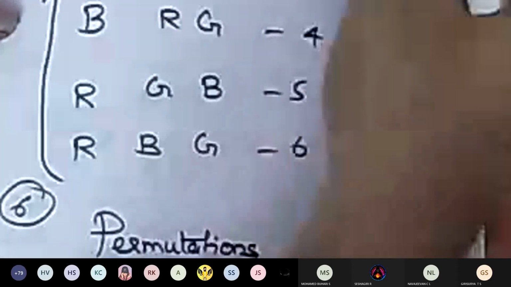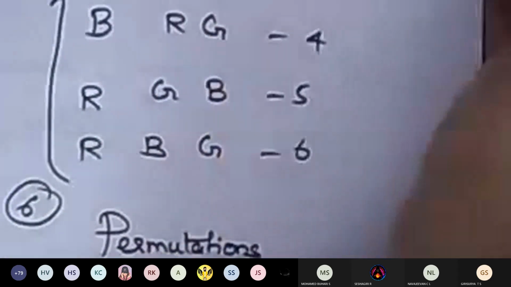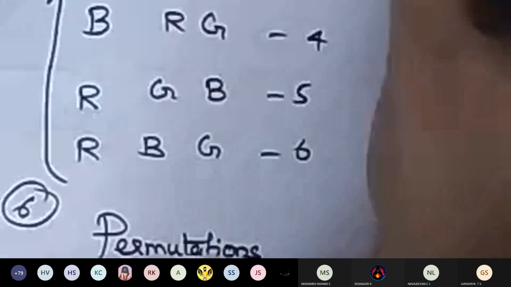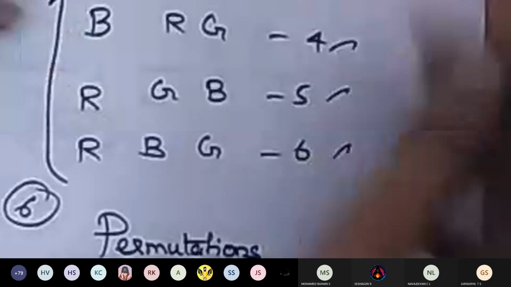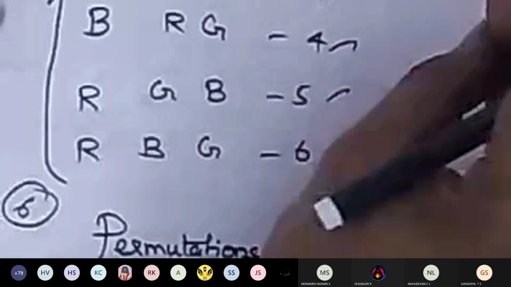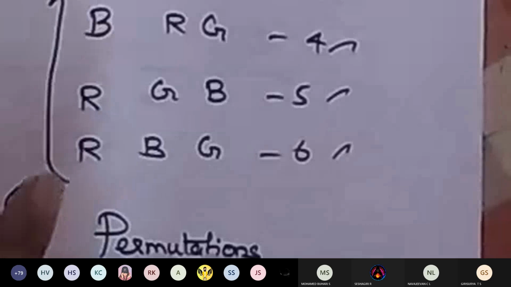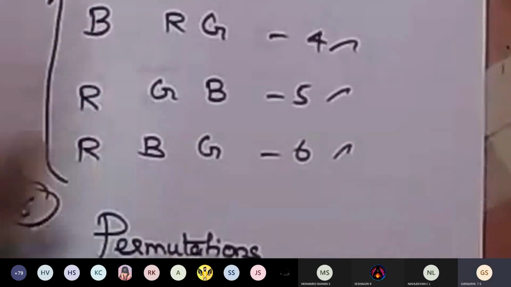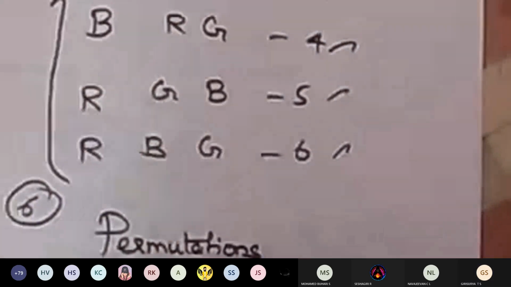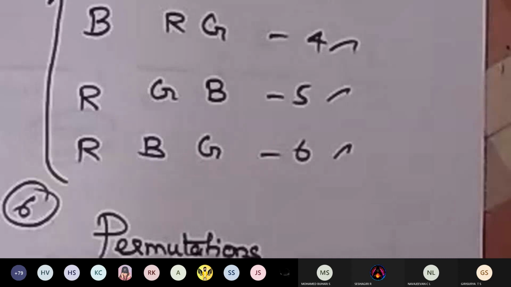Combination means, see, what are the colors you use? Green, blue, red. See the first one, the same three colors. Second combination also the same 3 colors. Third also, fourth, fifth, sixth. Do all the 6 permutations have the same combination or different combinations? Same combination. So the number of combinations is 1. This is what we call combination.